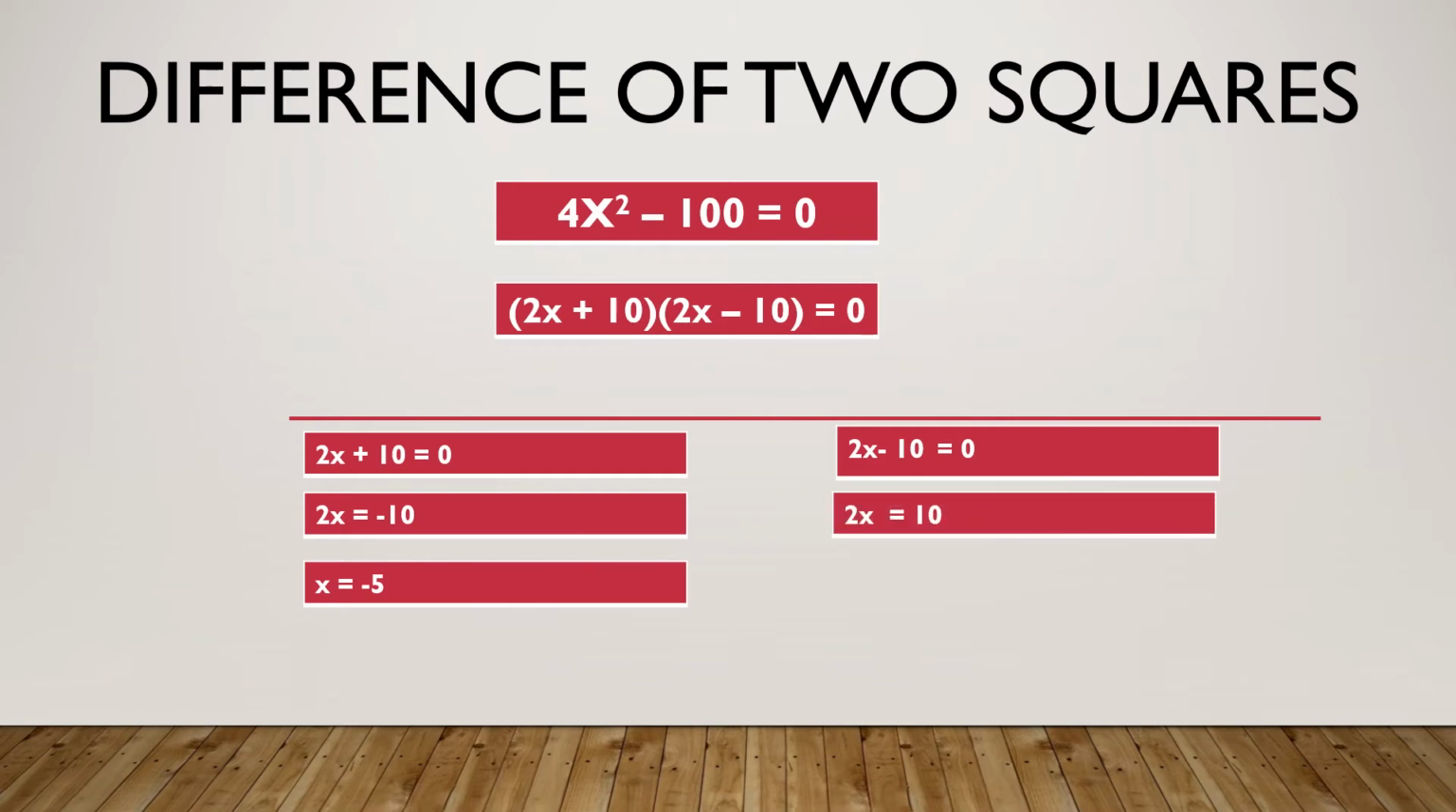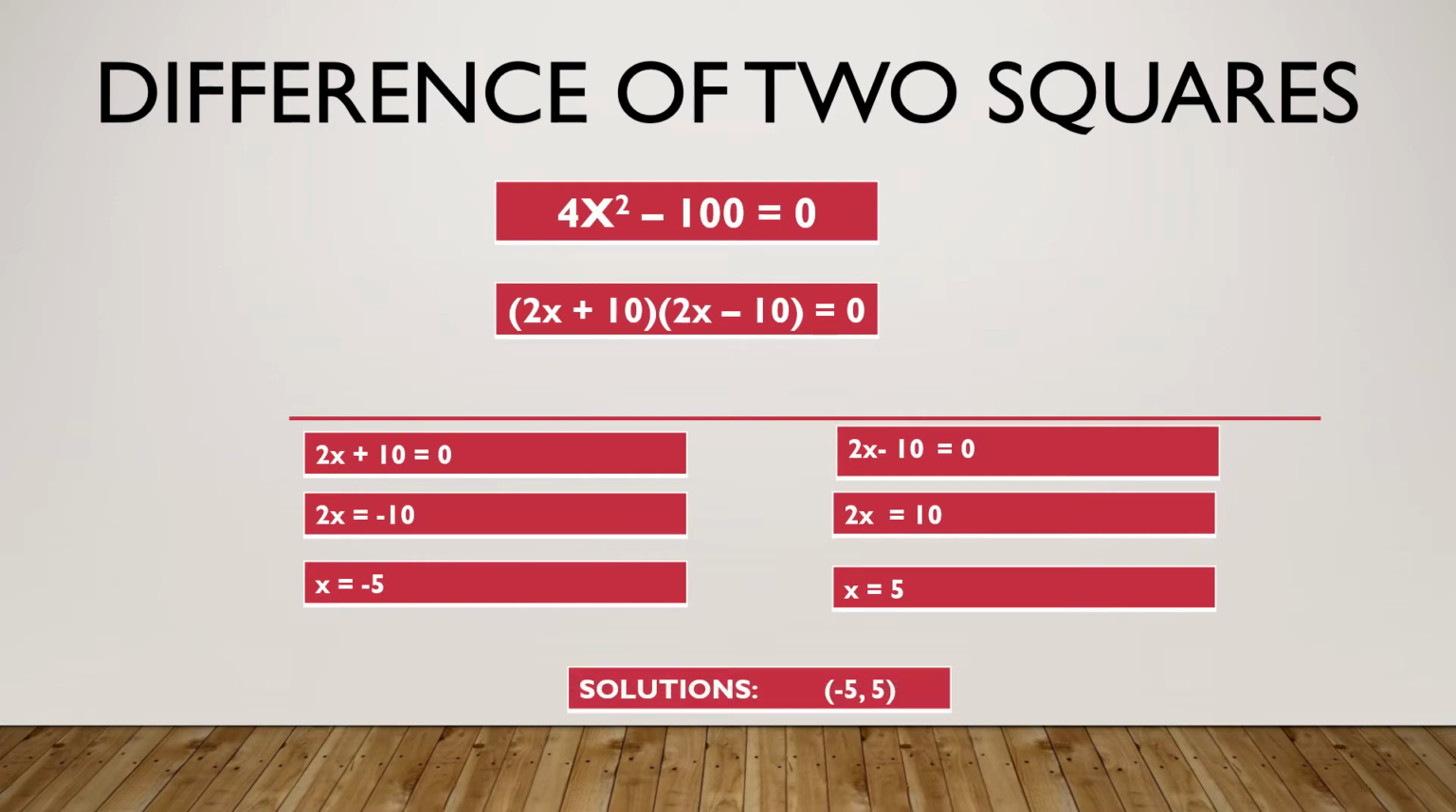Then transpose negative 10 to the right. So you have 2x equals 10. Then divide both sides by 2. So the value of x is positive 5. Okay, so the solutions for this quadratic equation are negative 5 and positive 5.